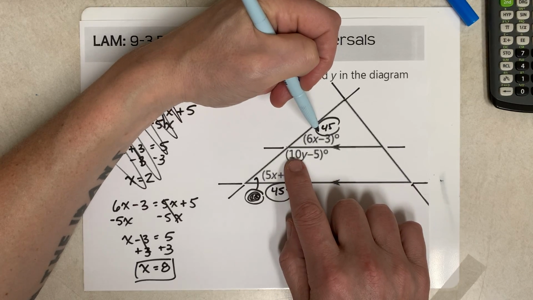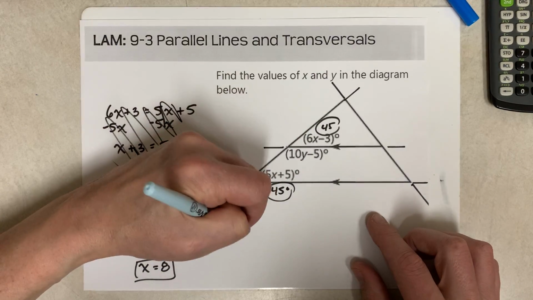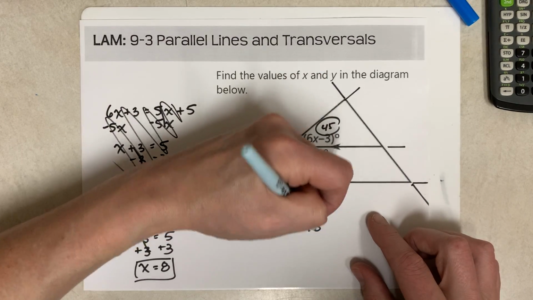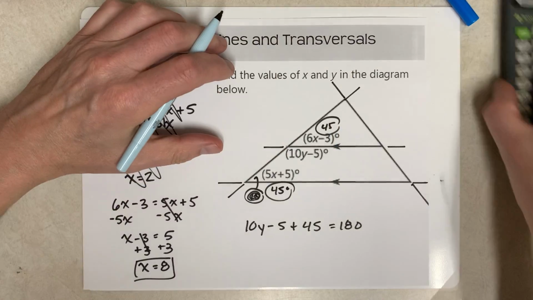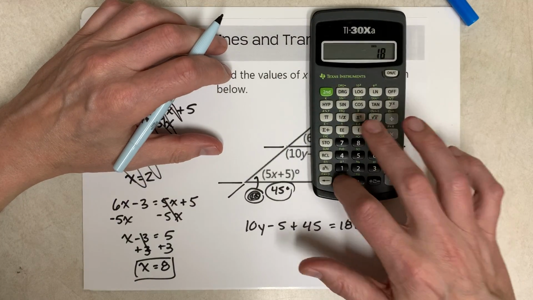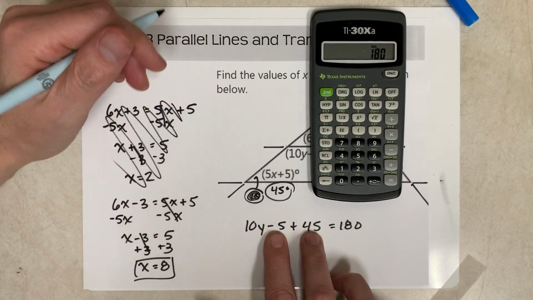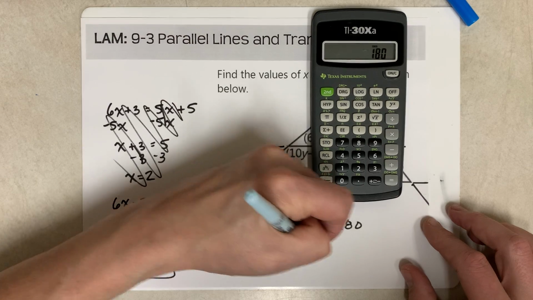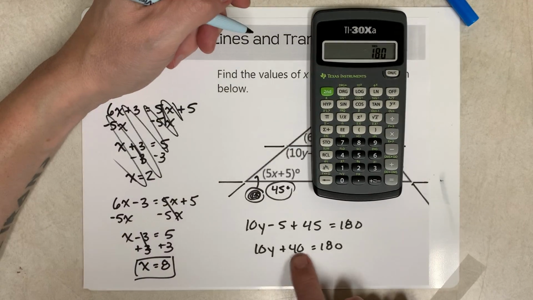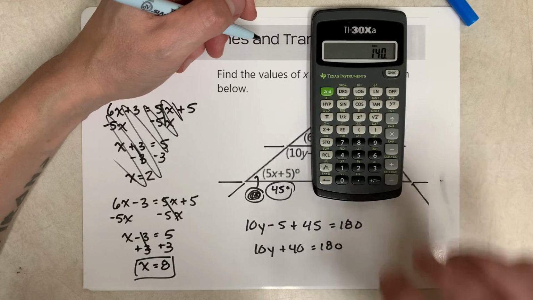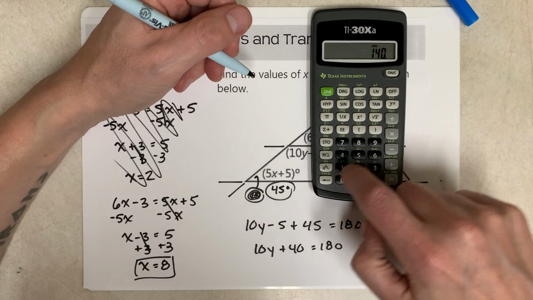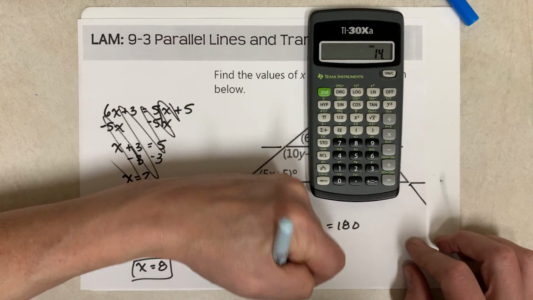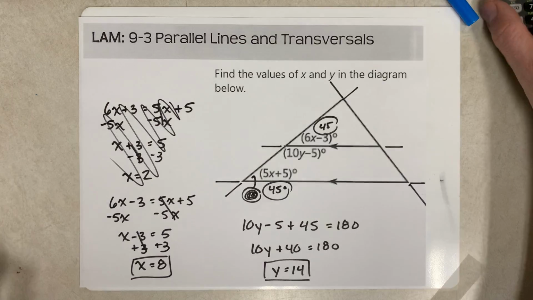Now, these two are going to add up to be 180, so now I can do 10y minus 5 plus 45 equals 180. Okay, so I can take 180, and these two together would be plus 40. So I'm going to subtract 40 from 180, and I get 140, then divided by 10, and I get 14. So y is going to be equal to 14 on this one. Sorry about that.